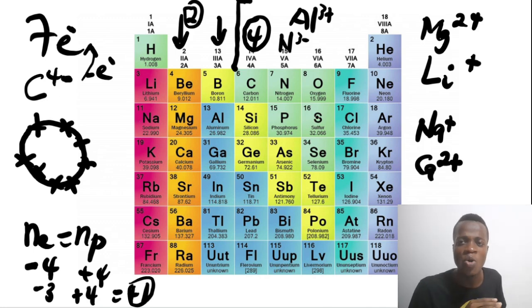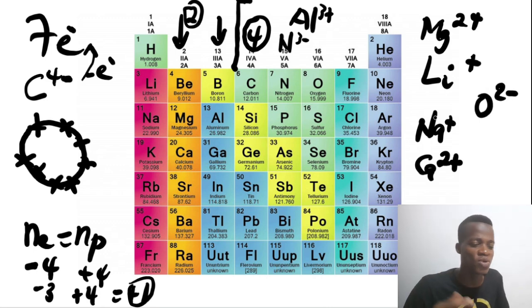These guys, we call them what? Non-metals. These guys usually form the non-metals. So let's take group 6, oxygen. Group 6 oxygen has 6 electrons on its valence shell. You need just 2. So you'll be seeing oxygen as O2 minus. You go and take an extra 2 electrons to become stable.